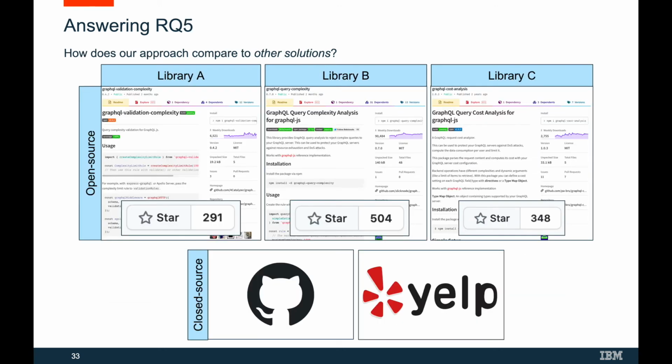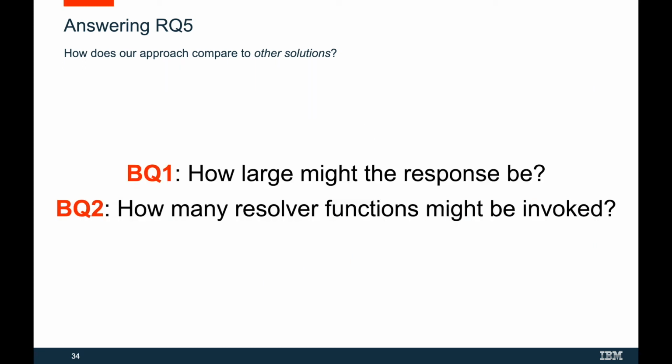The final research question is, how does our approach compare to other solutions? We compared our analysis against the 3 most popular open source GraphQL query analyses on GitHub and the strategies that the GitHub and Yelp APIs employ. We will refer to the open source libraries as libraries A, B, and C. For fair comparisons against the open source libraries, we propose 2 practical bound questions.